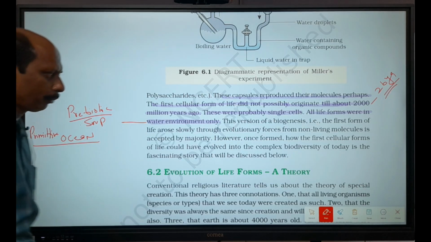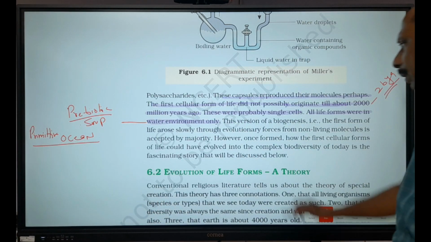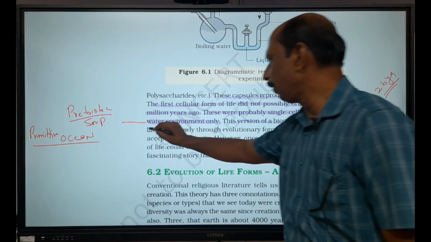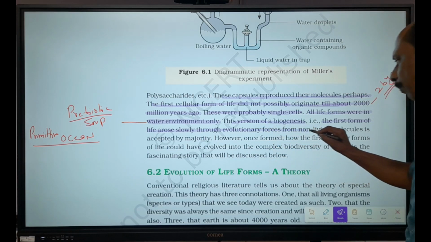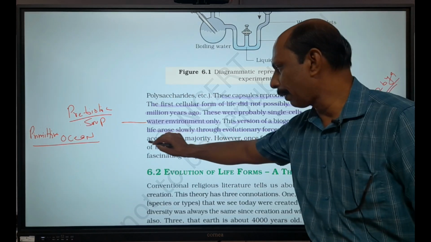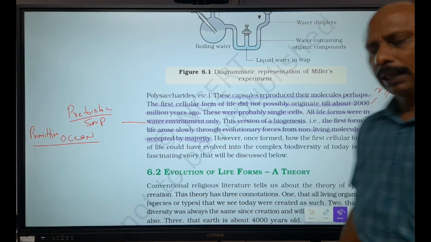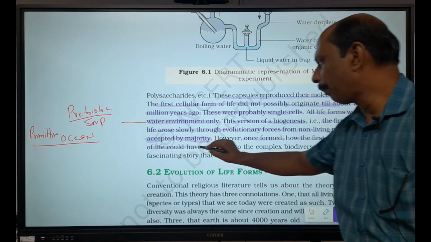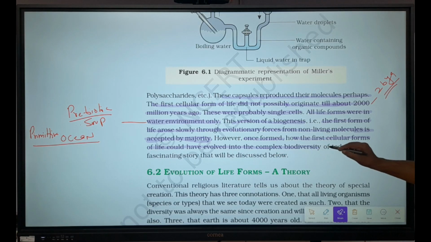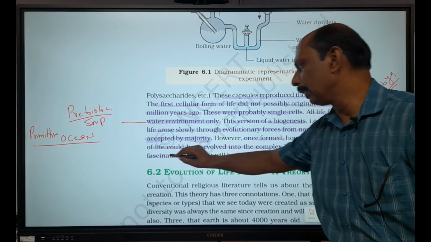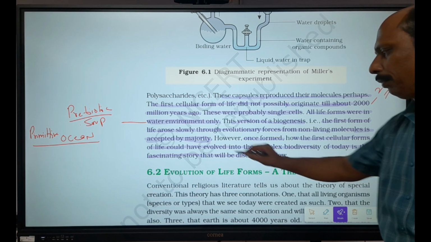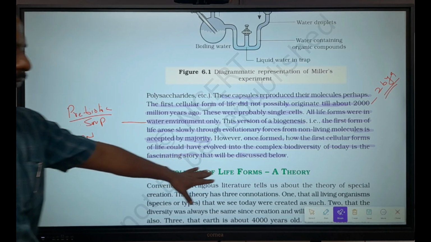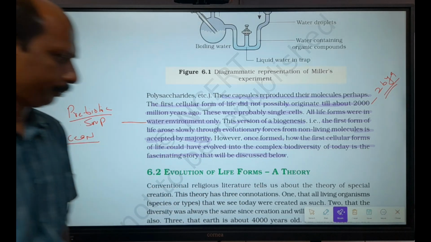Primitive ocean, inside the primitive ocean. This version of biogenesis, that means the first form of life arose slowly through evolutionary forces from non-living molecules, is accepted by majority, right? However, once formed, how the first cellular form of life could have evolved into the complex biodiversity of today is a fascinating story that will be discussed below. Means now we are going to discuss the evolution of life forms as a theory, right?